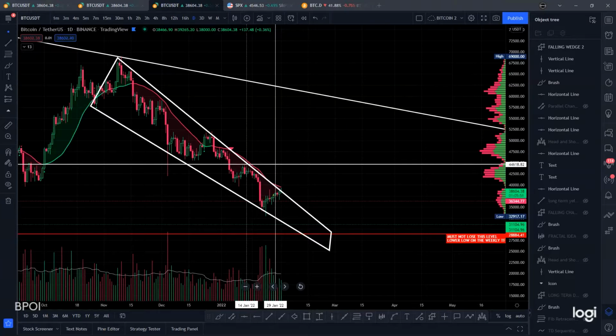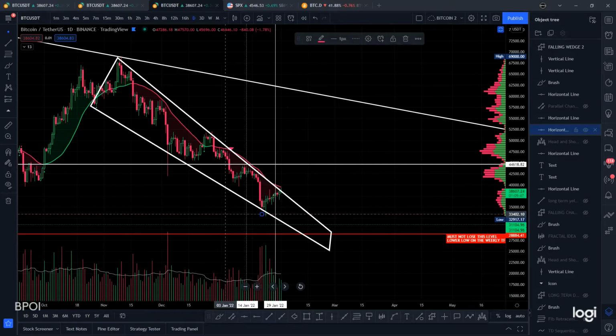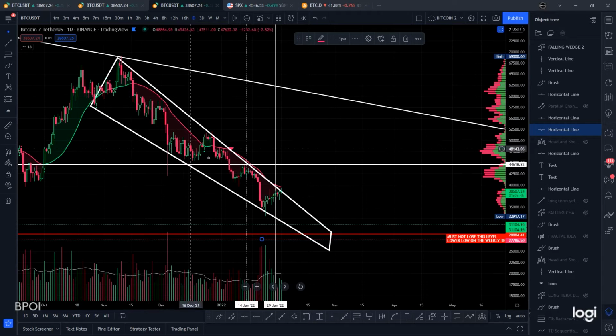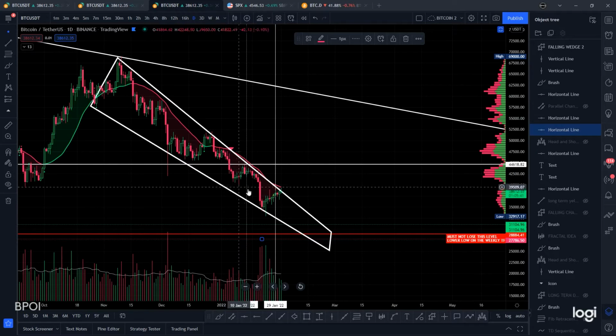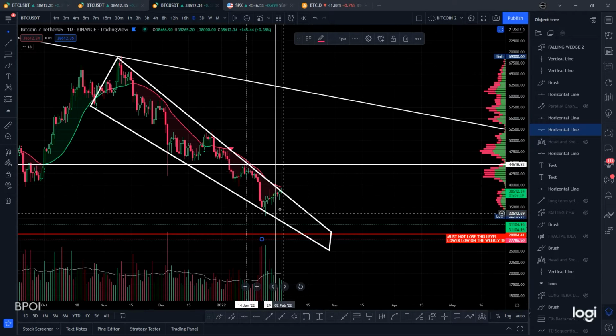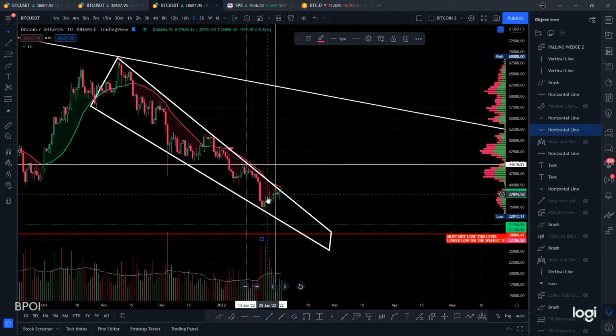Evening guys, 22:54 on Tuesday. Just taking another angle at Bitcoin, so a cleaned up chart at the moment. We've obviously been in this falling wedge, which we've been discussing for, I think, going on months now. I just wanted to have another look at this price action and tell you two key levels that I'm looking at.